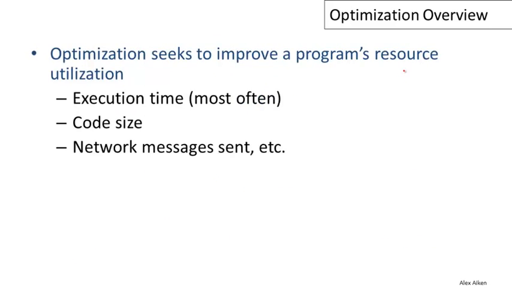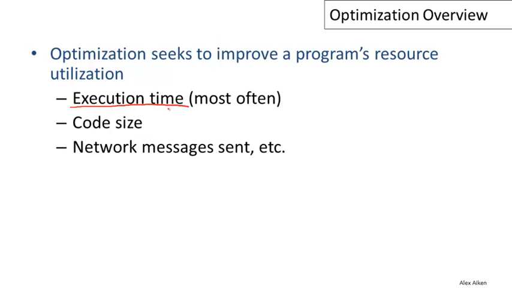Now, the purpose of optimization is to improve a program's resource utilization. And for the purposes of this class, when we talk about optimization in our examples and in the videos, we're going to be talking about execution time. We're going to be talking about making the program run faster. And this is mostly what people are interested in. So most compilers do spend quite a bit of effort on making programs run faster.